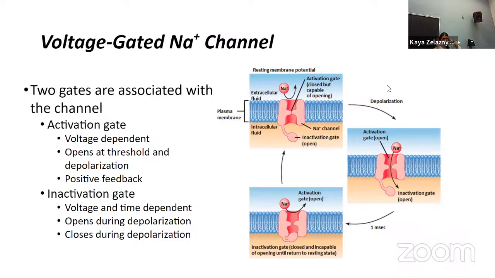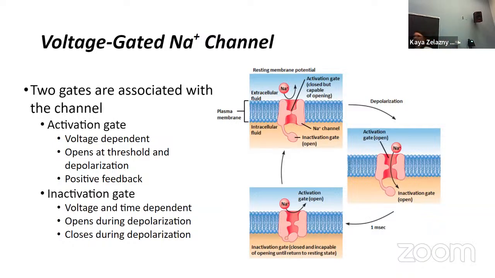So our two gates, the activation gate is dependent on that voltage specifically. We're trying to get to -55 millivolts, to that threshold. So it opens at the threshold and during depolarization, right? Because this depolarization is how we're reaching that threshold. So to get to the threshold, we're going to be going through a depolarization step. This is a positive feedback loop, actually.